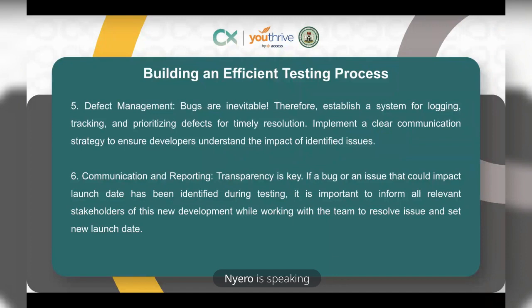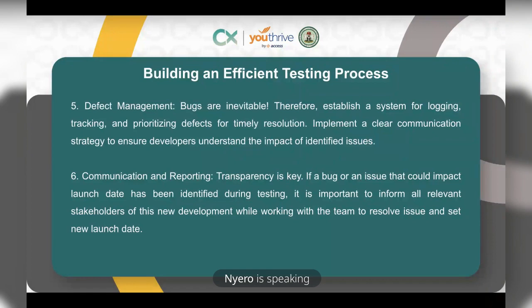And this falls under communication and reporting, right? So defect management is just you logging whatever defects you might have noticed, whatever bug, whatever issue on your test sheet. And then under communication and reporting, you hand over the sheets to your stakeholders and you communicate.